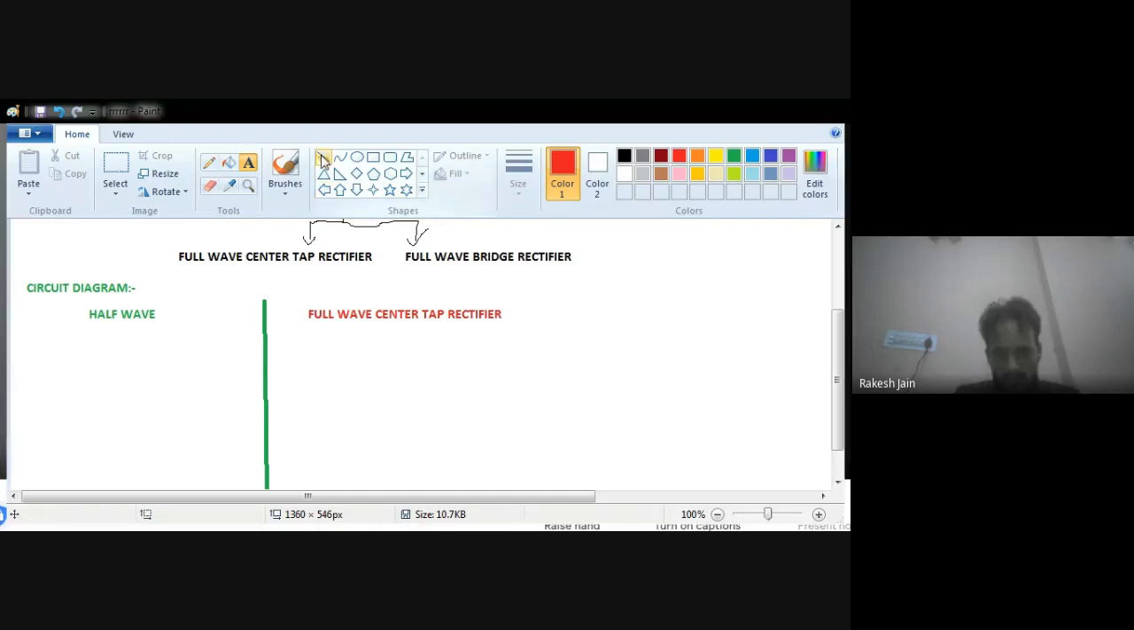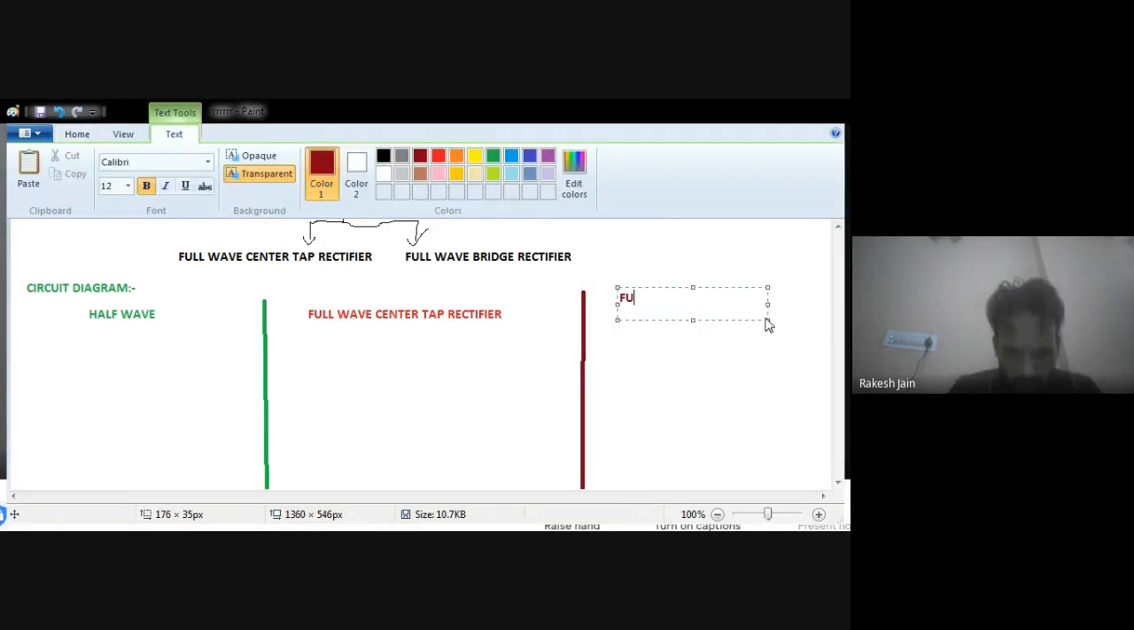And here I will draw the full wave bridge rectifier. See very carefully the circuit diagrams. Because if someone asks you about the basic explanation of the full wave center type rectifier, then you can only explain the working principle once you know how to draw the circuit diagram. Because with the help of the circuit diagram only, we will explain the working principle.